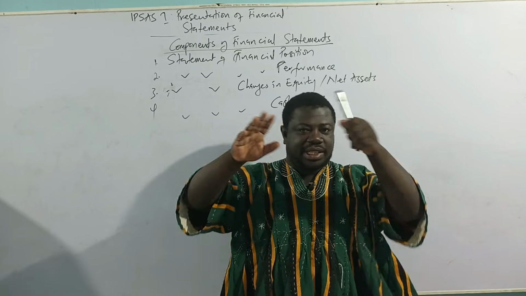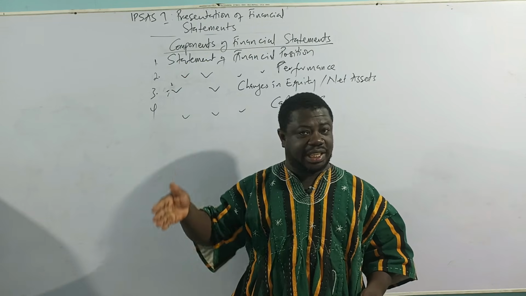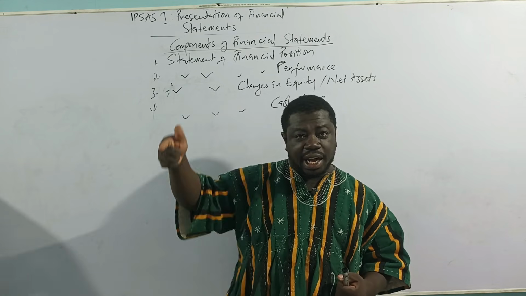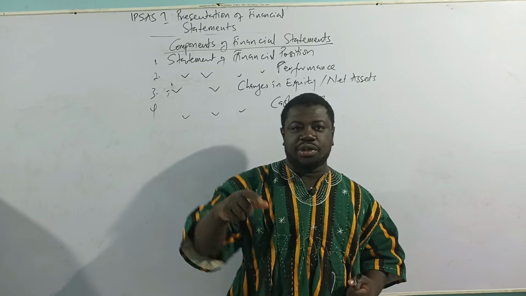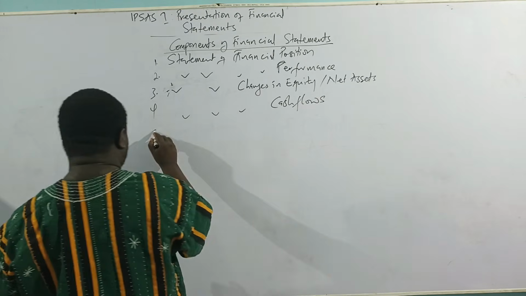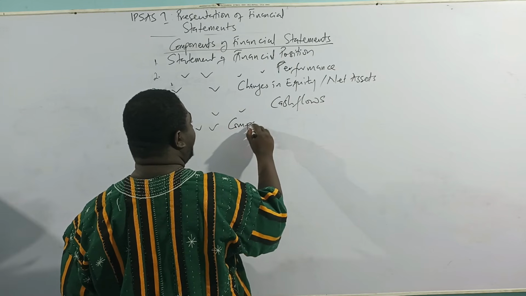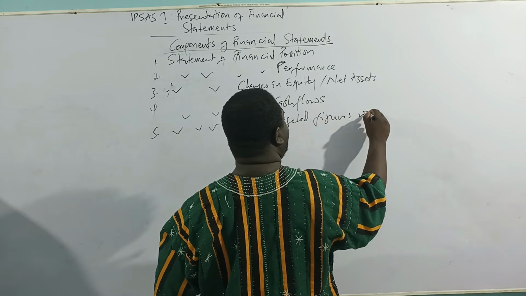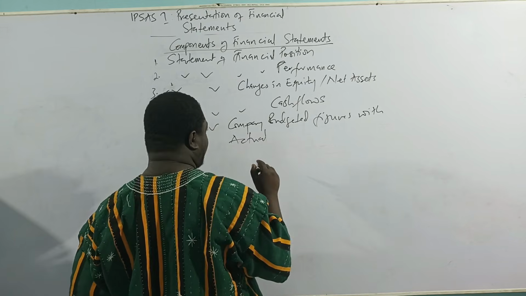It's either you prepare that as a separate statement, or on your actual financial statement, you indicate a line for your budgeted figures so that the users can see that these are your budget figures and these were your actual figures. Most of the time they prepare that statement in addition to the financial statement, a statement comparing budgeted figures with actual figures. So that is the fifth statement that you prepare. And for the public sector, it is very important because of accountability.